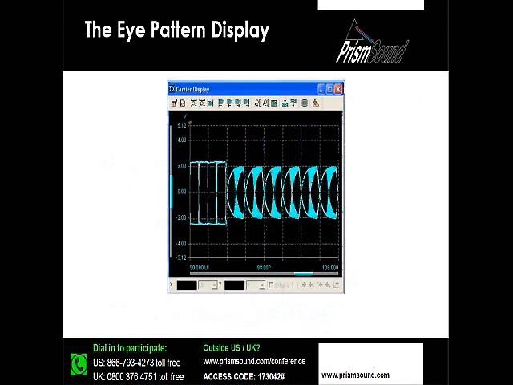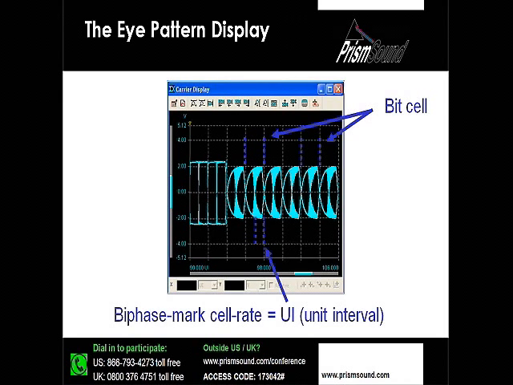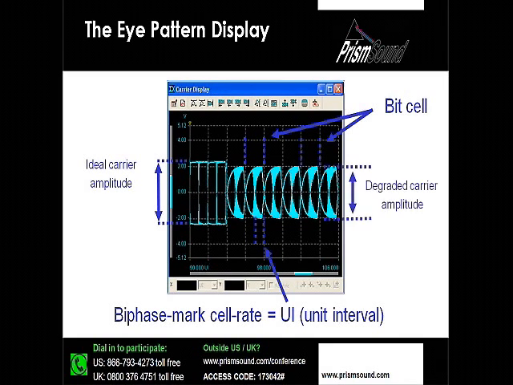Now, what I've done here is I've placed the ideal pattern next to a real world one. We threw some cable at it. All right, so now we have some cable. Of course, the bit cell and the cell rate, none of that changes, but the ideal carrier amplitude obviously is degraded by the cable. So we can see that has been reduced, and then the impedance of the cable, primarily the capacitive reactance, has degraded the rise and fall times of the bit stream.